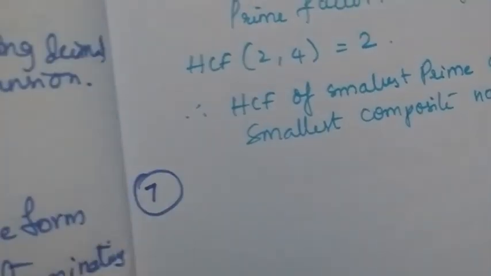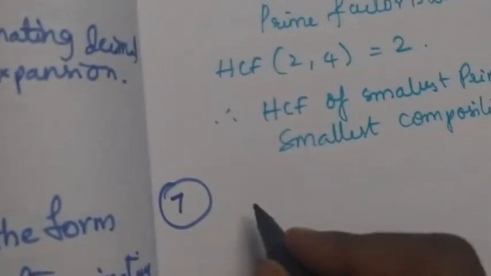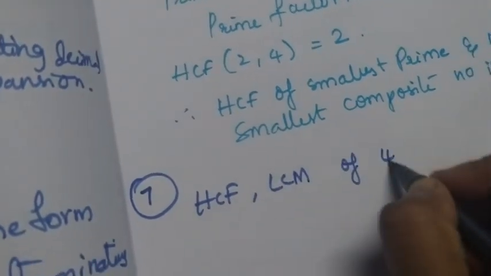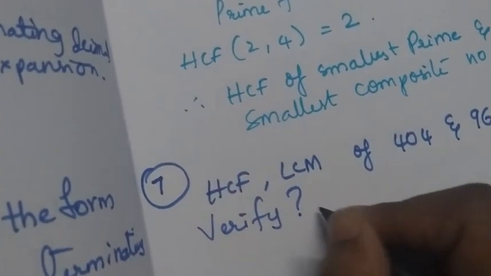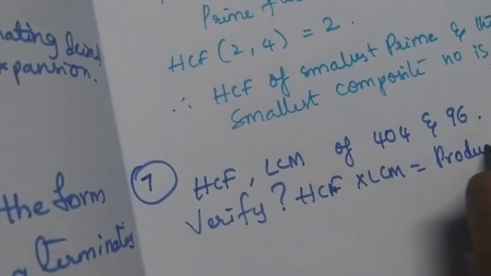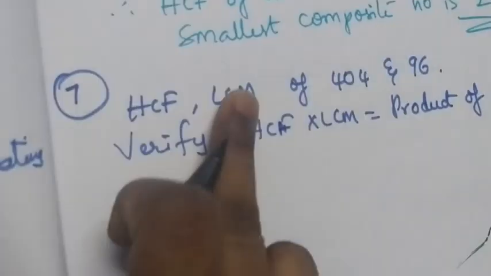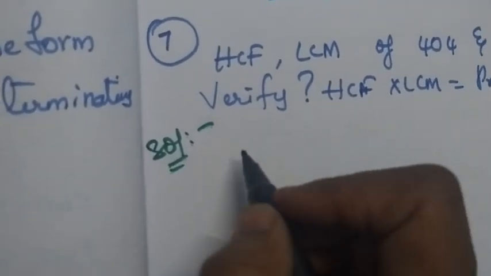Okay, last but not the least, find the HCF and LCM of 404 and 96, and we have to verify that HCF and LCM is equal to the product of the numbers. Okay, this is given, we have to find HCF and LCM of these numbers and verify. So children, very easy question, this can come under a 5 marks question also.